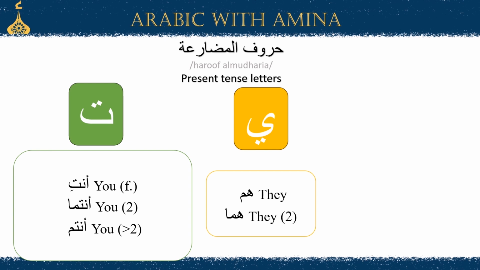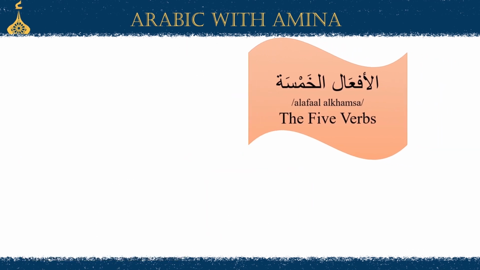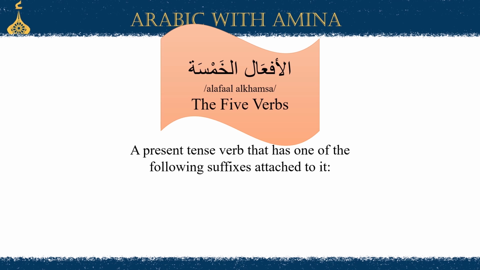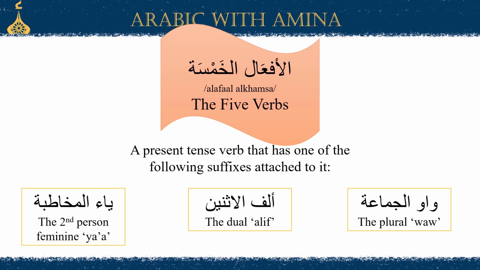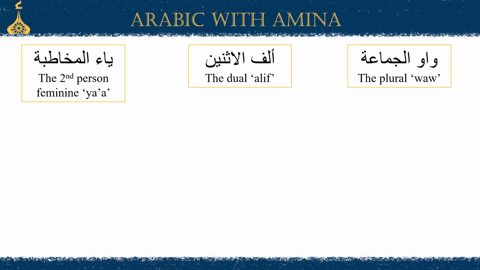Now, the verbs that refer to these pronouns are known as al-Af'al al-Khamsah, the 5 verbs. What does that mean? The 5 verbs refer to present tense verbs that have one of the following suffixes attached to it. It could have waw al-Jama'a, the plural waw, alif al-Ithnain, the dual alif, or ya al-Mukhataba, the second person feminine ya. All of these are suffixes, which means they are added to the end of the verb.